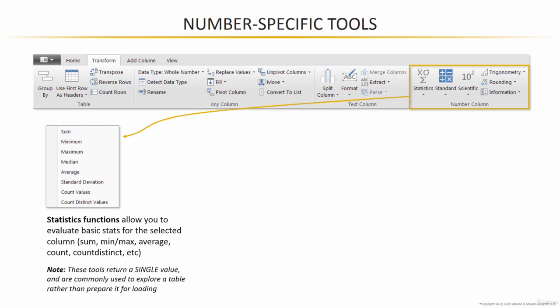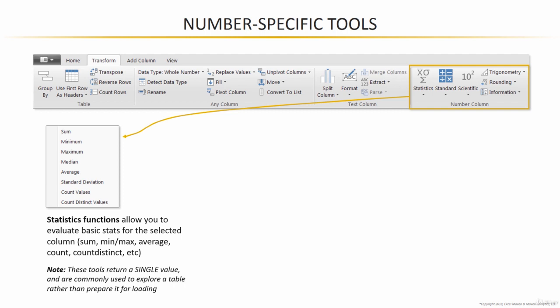These are your aggregators like sum, min, max, median, average, standard deviation, and count distinct. Now, you may be wondering, if you have a whole column selected and you apply an aggregation function that's designed to return a single value, how does that work? I'll show you exactly how that works as soon as we jump into Power BI, but the answer is that these all return one value. So the entire table gets replaced with one single value.